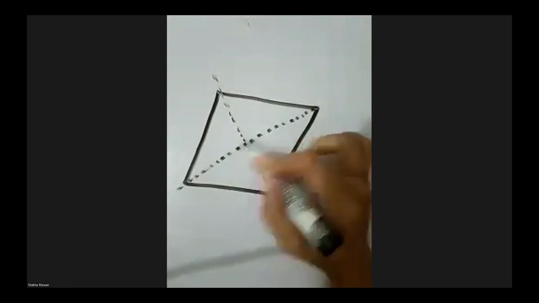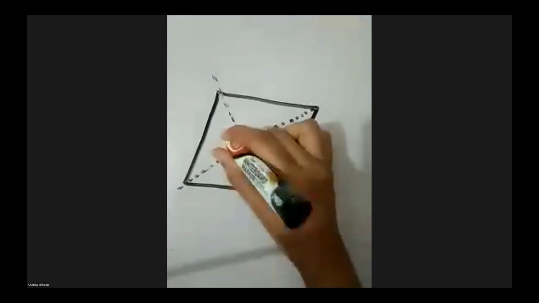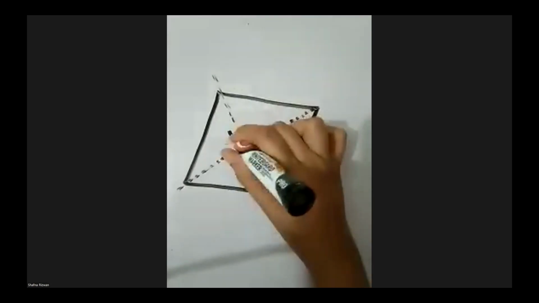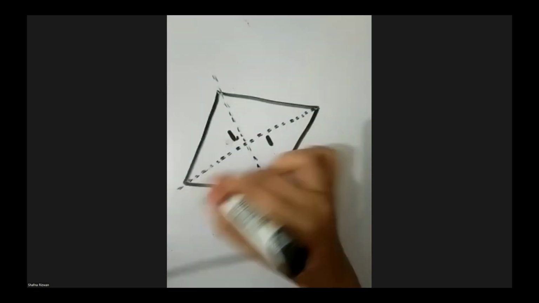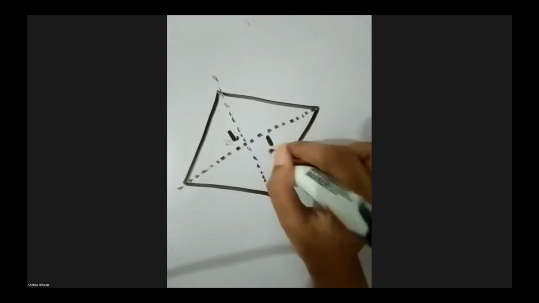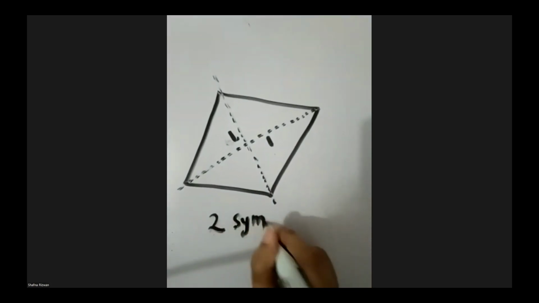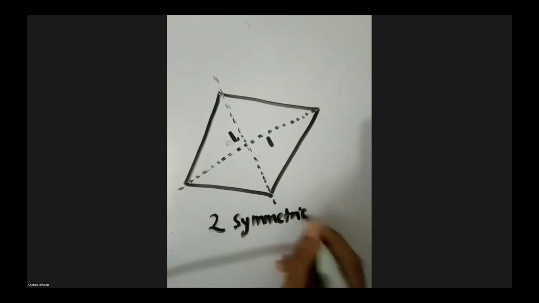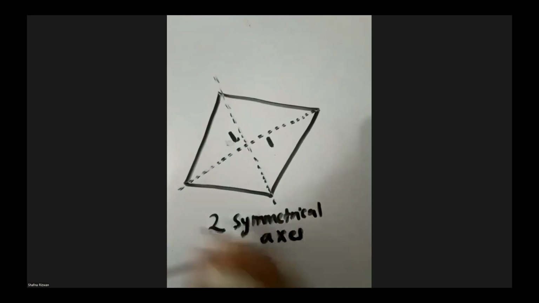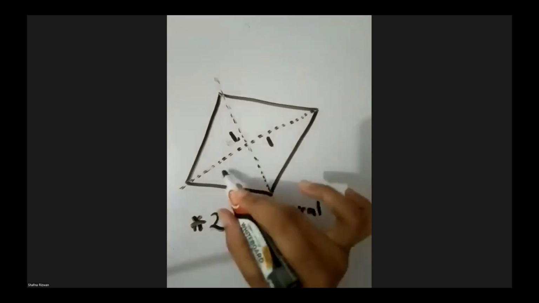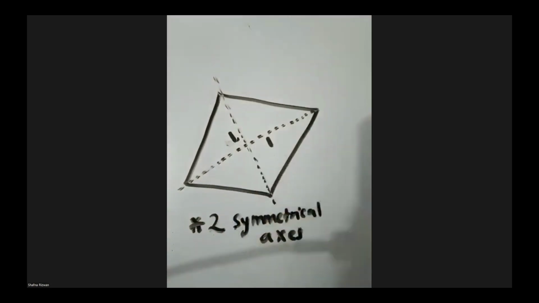So how many axes of symmetry do you have? One here and another one here. So you have two axes of symmetry. One is here and the other one is here. So how many symmetrical axes do you have? Two symmetrical axes. So your answer will be two symmetrical axes. Did you all understand? They are asking how many lines you will use. That's it, that dotted line.